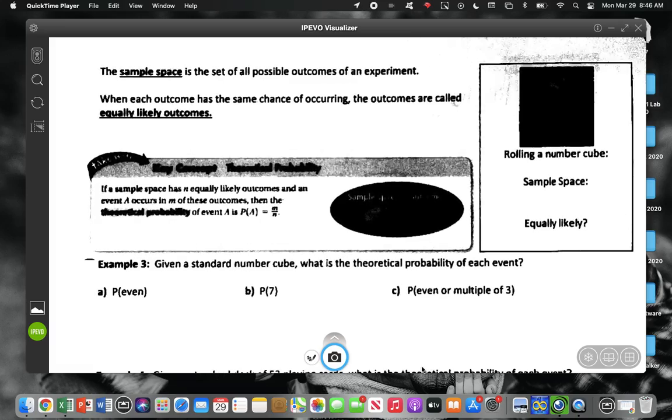Do you guys remember when we did the permutations and the combinations, like the Scrabble letters, and we came up with all the different ways that we could rearrange those letters? That was a sample space. That's what we created. The probability of having multiple or different combinations or different outcomes. Now, when each outcome has the same chance of occurring, those are equally likely.